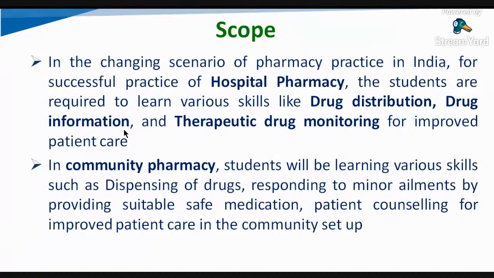Then the third thing that is very much important is therapeutic drug monitoring. Therapeutic drug monitoring means optimization of the drug regimen. The drug regimen has to be optimized, and that is required especially to maintain constant monitoring of drug concentration in the blood. So this is very important.